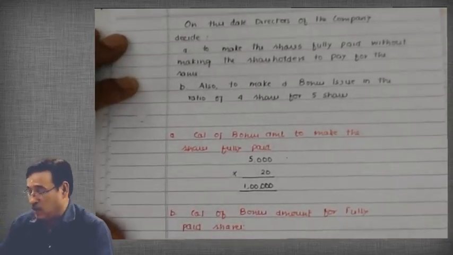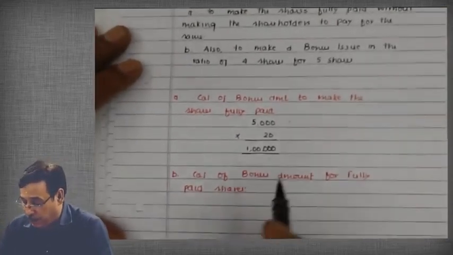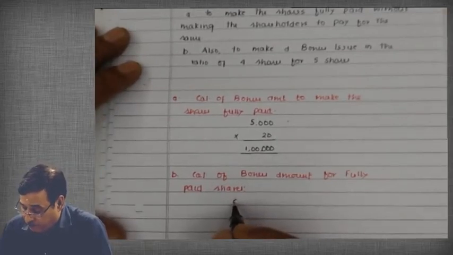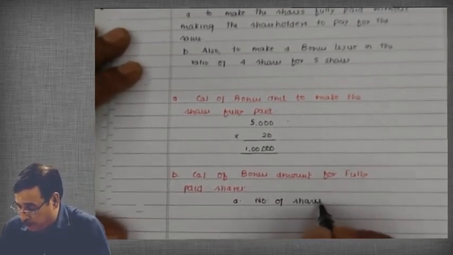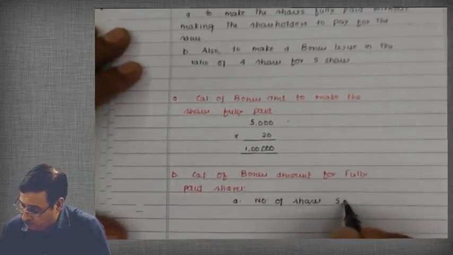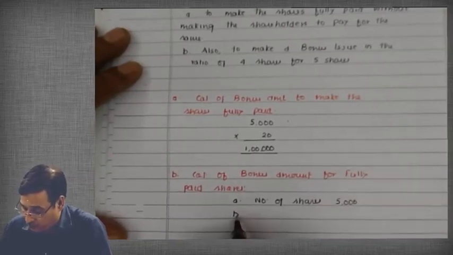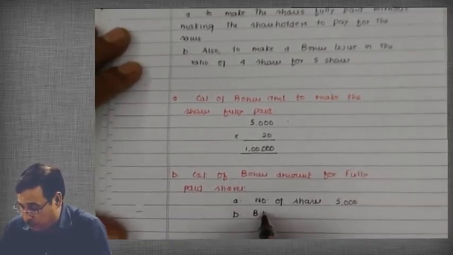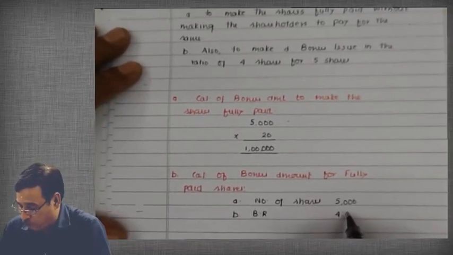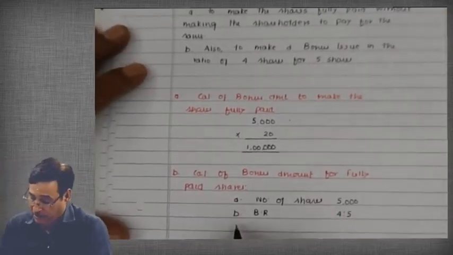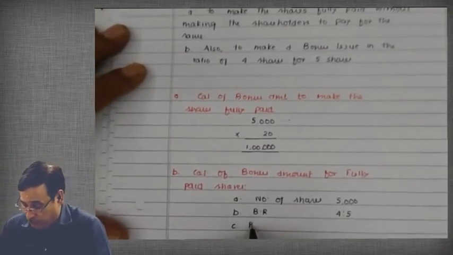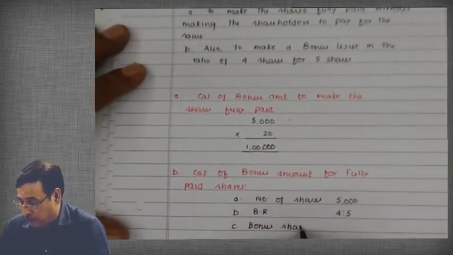Now in this case, what will be the amount of bonus? Just pay attention over here. Number of shares we will take into account happens to be 5,000, isn't it? Then we take into account the bonus ratio. Bonus ratio happens to be 4:5, which means if you are having 5 shares, the company is going to offer you 4 shares. Then we will compute the bonus shares. How many shares shall the company have to issue as bonus?